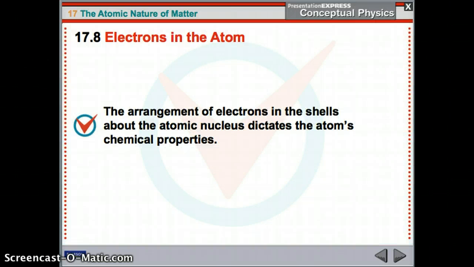Alright, electrons in the atom. The arrangement of electrons in the shells about the nucleus dictates the atom's chemical properties. So the way that its electrons are arranged gives us the chemical properties of an atom.